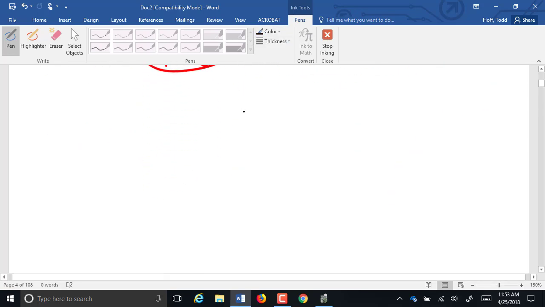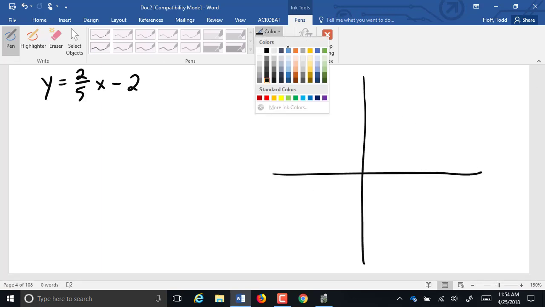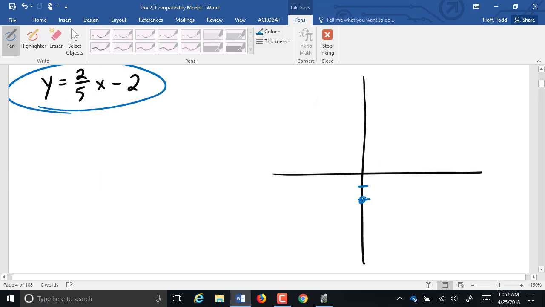Well, let's talk about another relationship. So we're going to start out with the line y equals 2/5 x minus 2. So graph that, we're going to start at -2. That'll be our first point. From there, we're going to go up 2 and over 1, 2, 3, 4, 5. There's our second point. Our line goes through those 2 points.